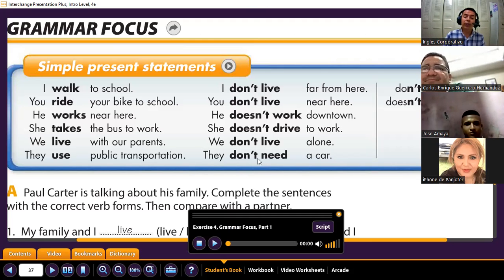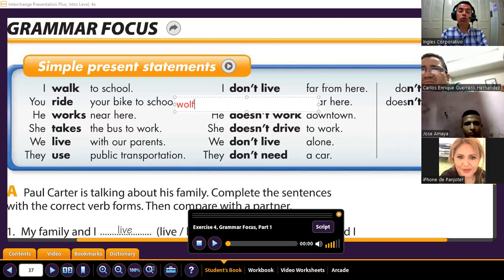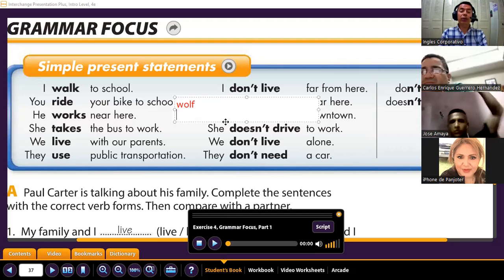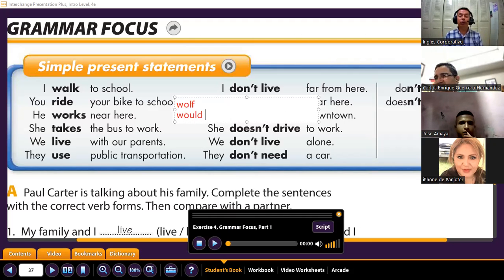Like in the wolf, right? The animal, the wolf. You don't say the L in wolf. No, no. El lobo, right? So you don't pronounce it. You don't say wood. So the L is mute, right?